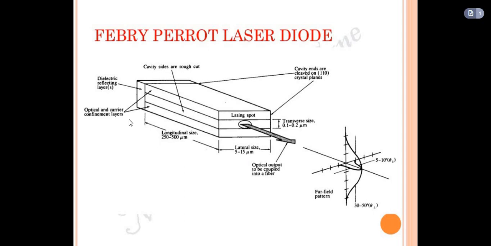So these are the confinement layers you have learned, right? What is the use of the confinement layer? It tries to protect the laser from the reflecting end to the incident light. So the confinement layers are going to conserve that part. Clear? This is our optical output that will be coupled into a fiber.